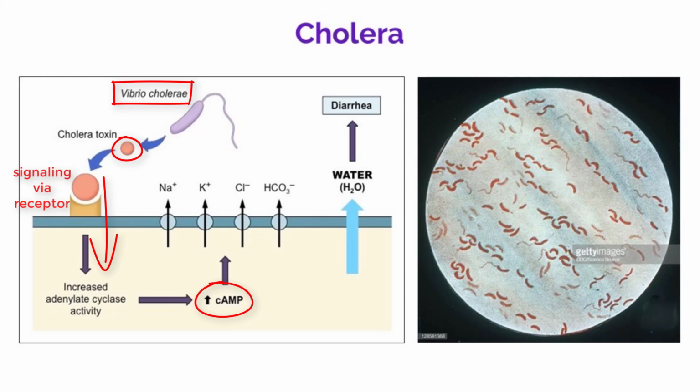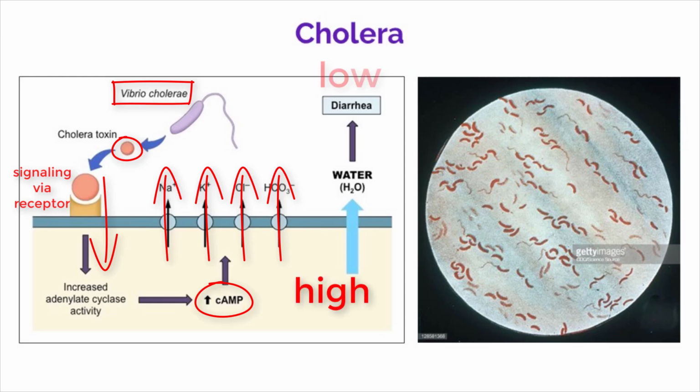cAMP then activates specific ion channels, letting molecules out of the membrane. Due to this efflux of ions, the water on the inside and the outside of the cell membrane becomes unbalanced, creating a hypertonic solution. Because there is now more water on the inside compared to the heavy solute concentrated water on the outside, water is forced to move out across a high to low gradient via osmosis. Both dehydration and diarrhea will occur because of this excessive water loss.